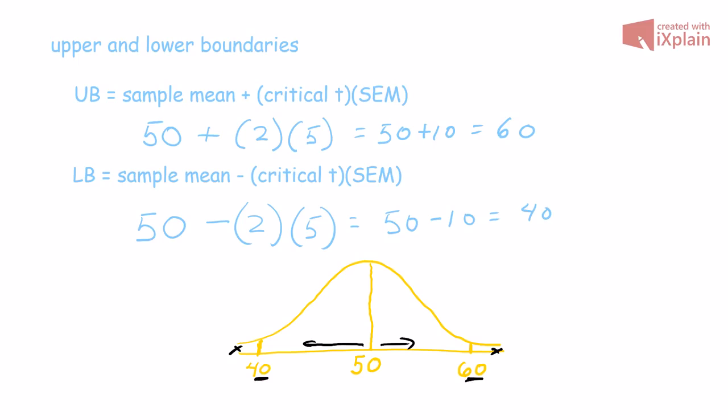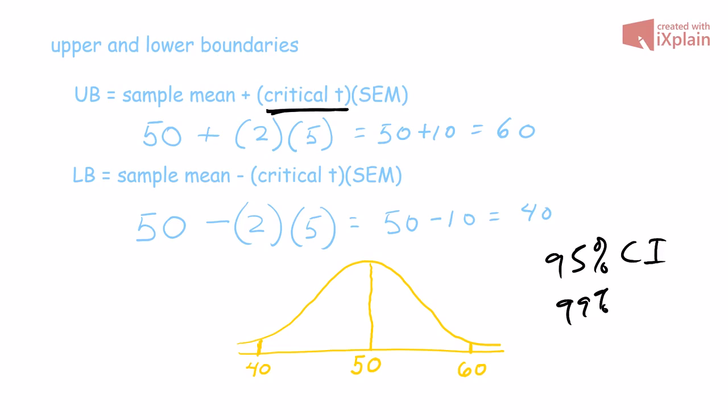Now, how unlikely is it? That depends on the critical t value that you use. And again, a future activity will tell you about that. If you want to have a 95% confidence interval, then that's going to influence the value of the critical t that you're going to use. If you want to have a 99% confidence interval, then that's going to cause you to use a different t critical value.